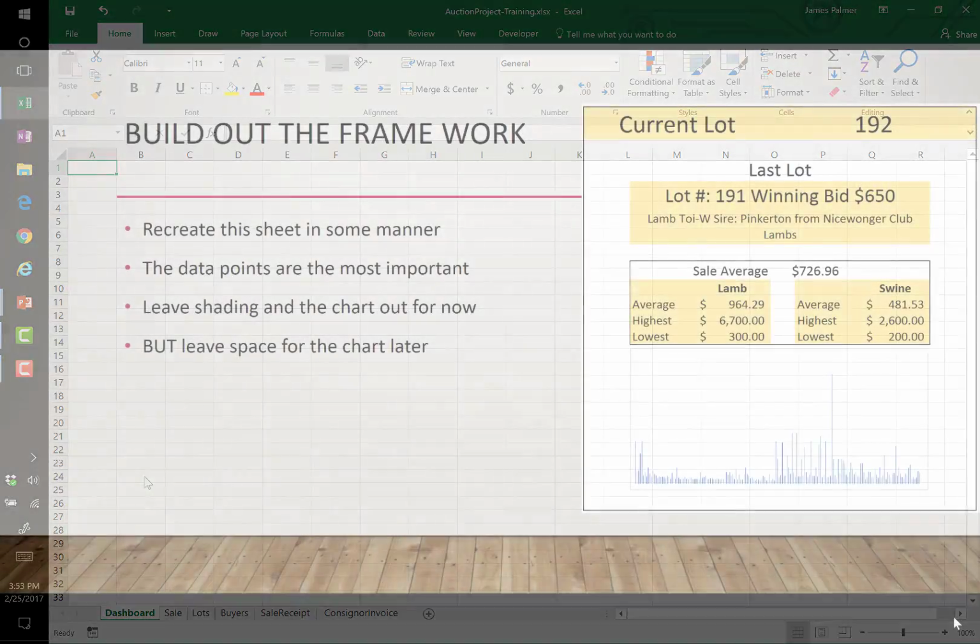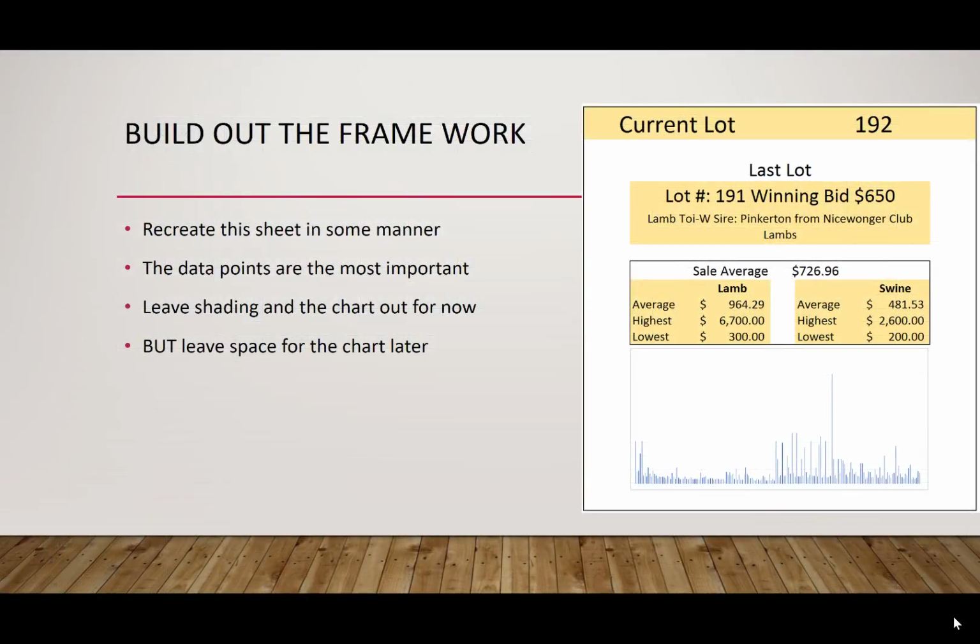Enter. Now I'd like you to go through and try to recreate this page. I would put it about in the middle of the sheet, because picture what we're going to do: we're going to project this up onto a screen. So it'd be nice if it wasn't stuffed in the corner of the screen, so somewhere in the middle. What you need to add is the current lot. I wouldn't put the number yet because we're going to do that with formulas. Maybe leave a space, then we'll have last lot, leave another space, another space, sale average, space. Then do 2 columns, one for lambs, one for swine, average, highest, lowest, and so on. And then the chart we'll do at the end.